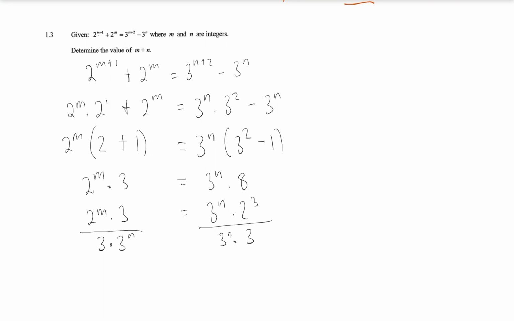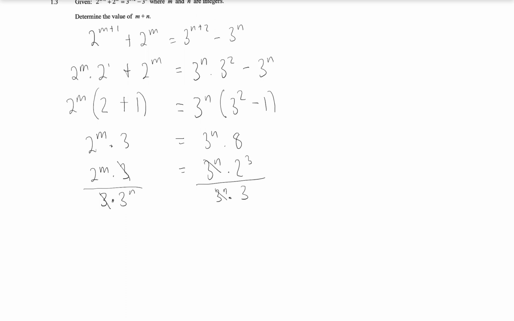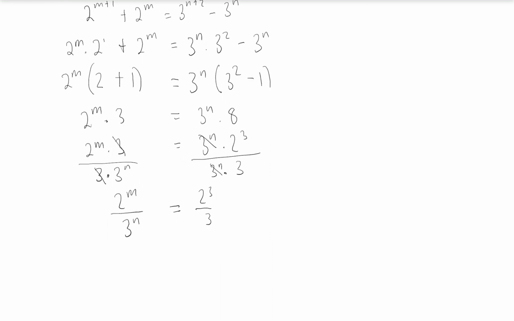So on the left-hand side, 3 is going to cancel, and on the right-hand side, this is going to cancel. Now we are left with 2 to the power of m over 3 to the power of n, and this is equal to 2 to the power of 3 over 3. What you are going to notice is that these two expressions are equal, right? Here we have a 2 and a 3 in fractional form, and also here we have a 2 and a 3 in fractional form if we minus the exponents.